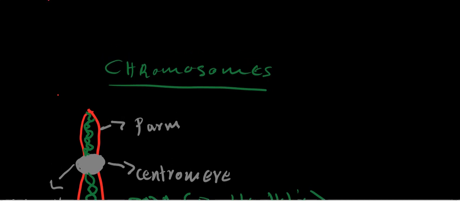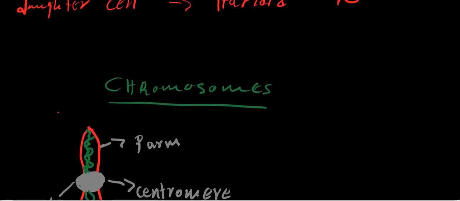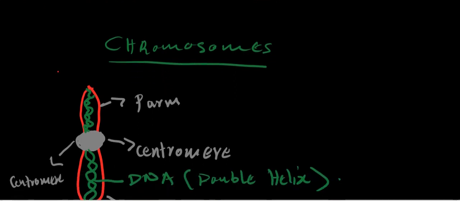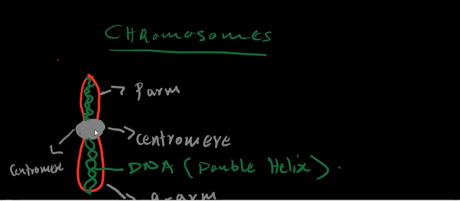The P arm. So this P arm and the Q arm, which is the long arm, are separated by this region here, which is called the what? The centromere. Okay, please make sure that you know every content. So this guy is the what? The short arm. This guy is the short arm.